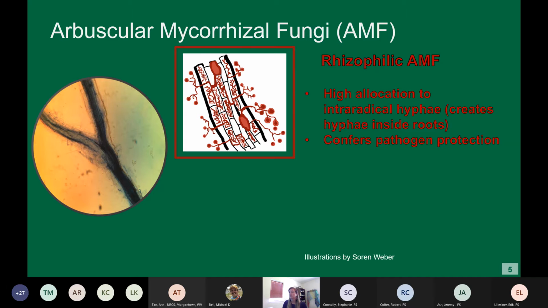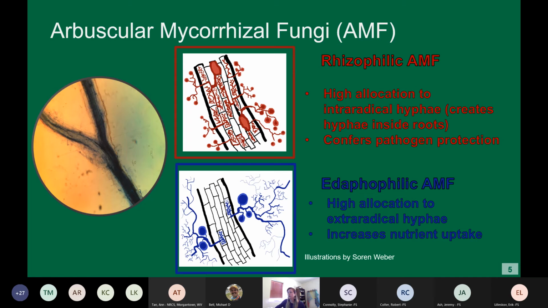And so the first functional grouping that we named is called rhizophilic AMF, and that is because they put a lot of allocation into intraradical hyphae, or creating hyphae inside of the roots, internally colonizing the roots, and they're thought to confer pathogen protection. And then the other group I'm going to focus on today is edaphophilic AMF. So these families put a lot of effort into producing extraradical hyphae, or foraging hyphae, and they're known to increase nutrient uptake as well as water.